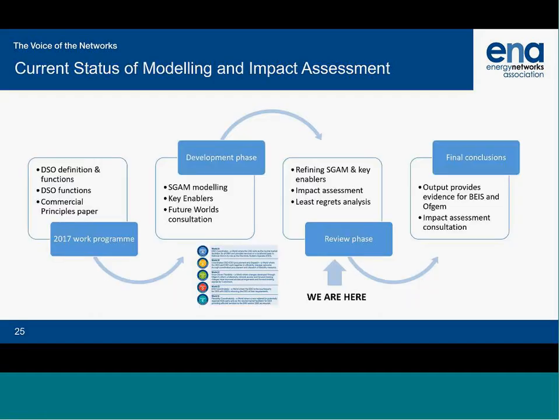So I'm Stewart Reed. I'm the head of DSO and innovation at SSEN, and I also look after workstream 3. I'm just going to start off by following through the journey of where we've been in this workshop so far. So we'll go right back to 2017. We had the DSO definition and functions defined. We had the commercial principles paper that was consulted on, and then we moved on to the development of a SGAM, which is the Smart Grid Architectural Model, so that the models have been produced, and we consulted on which worlds we should be modelling as part of that process. And we also identified some of the key enablers for that transition to occur.